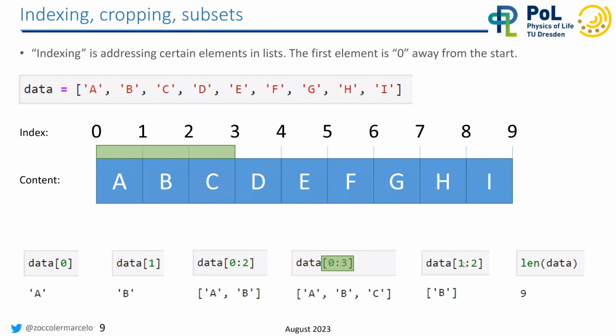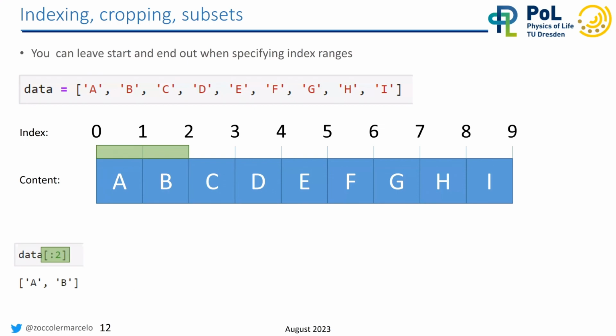If you do it like this, from position 1 to position 2, it will just get this B here because it starts at it and stops before 2. It's also sometimes interesting to know the length of your list. So you can use this Python function len and then provide the list, and this list contains 9 elements. Also, if you omit some of these starting or ending values, Python will just assume that you're starting from the beginning or going up to the end of the list.